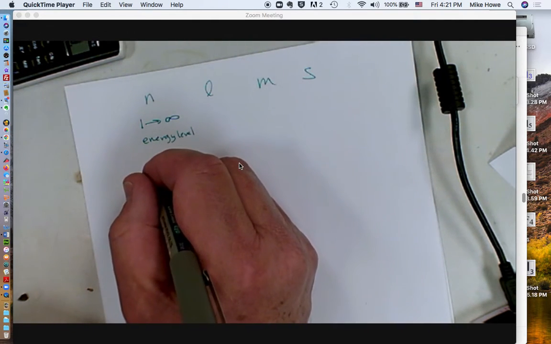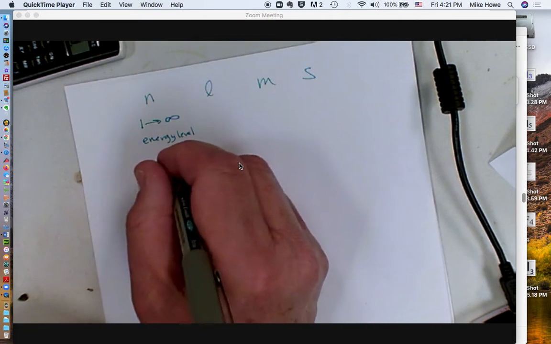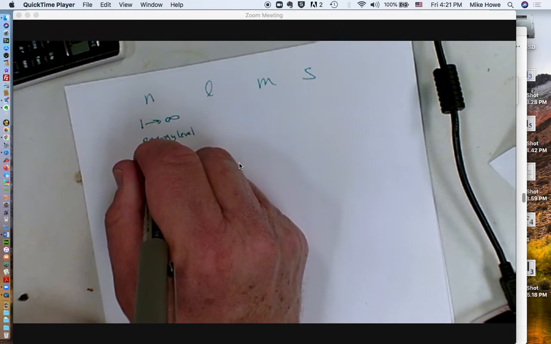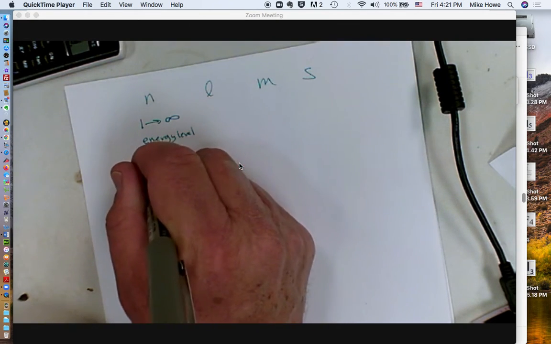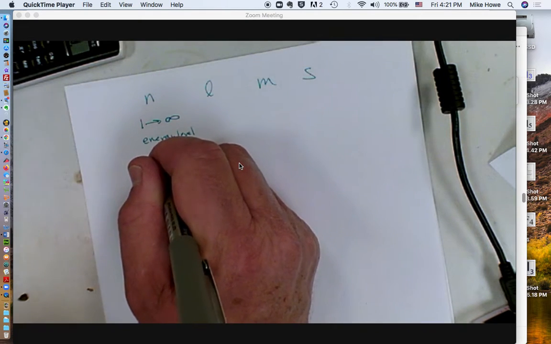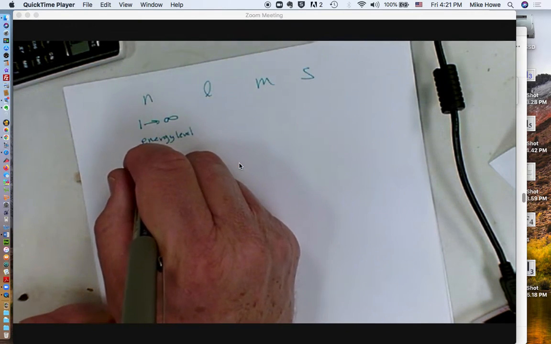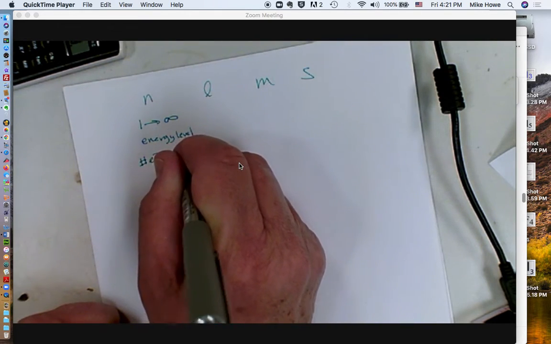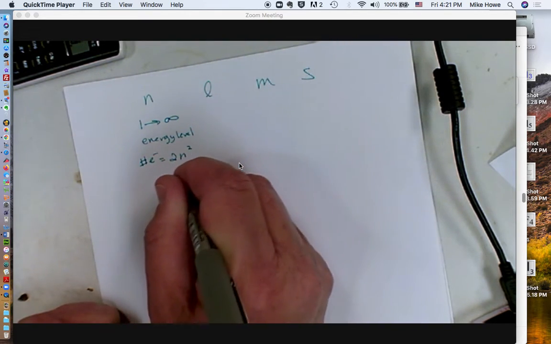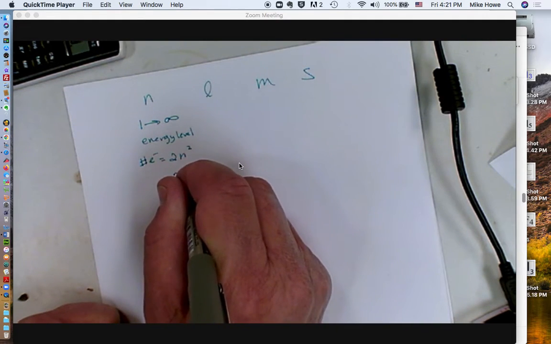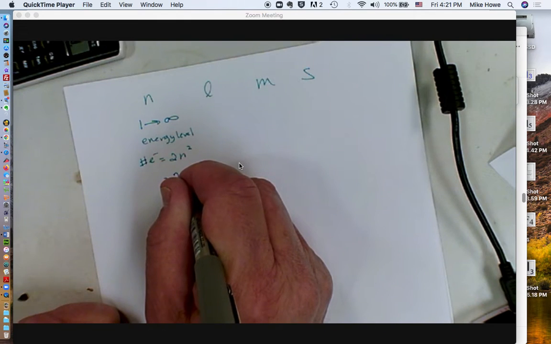All right, each n value can hold electrons. In the first energy level, there are 2 electrons. In the second energy level, there are 8 electrons. In the third energy level, there could be 18 electrons. And the way we determine that is the number of electrons is equal to 2 times n squared. So quick, if we're talking about the 4th energy level, that'd be 2 times 4 squared. How many electrons?